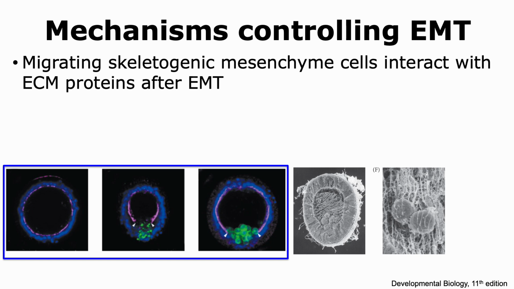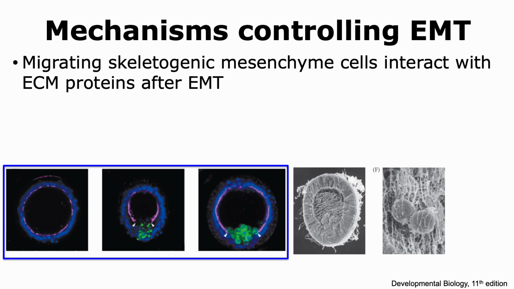When we look at the second or the middle figure, we can see that during the process of EMT, the laminin, which is an extracellular matrix protein, is being degraded. The green cells that are shown are the skeletogenic mesenchyme cells, and we can see that they are undergoing ingression. And finally, in the last figure, or the one to the extreme right, we can see more and more mesenchymal cells undergoing ingression.